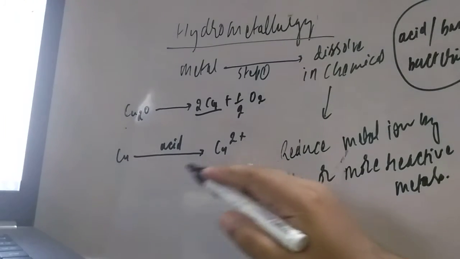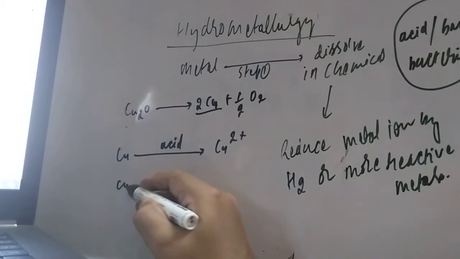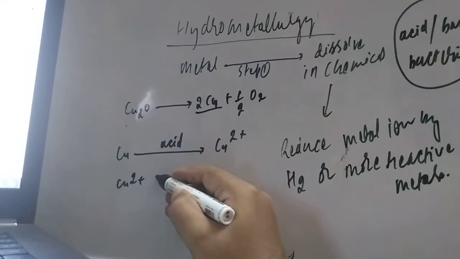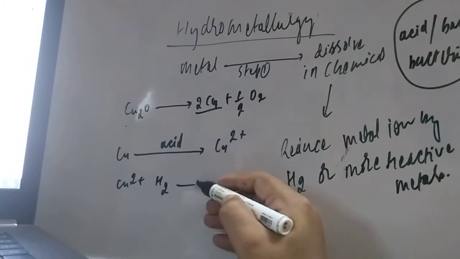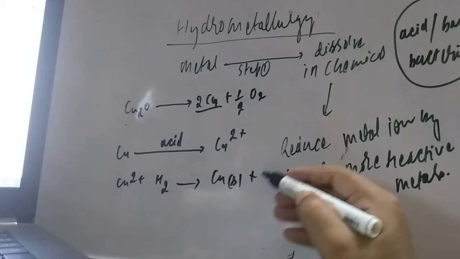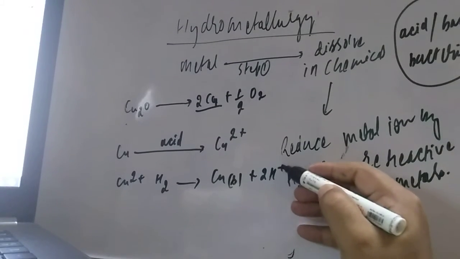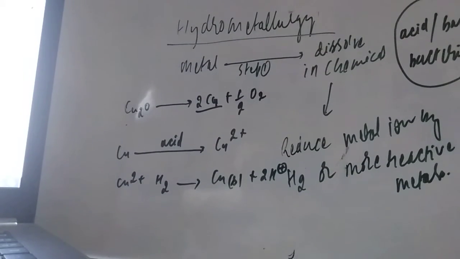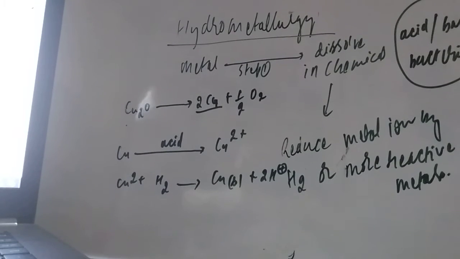If you dissolve it in the acid, it will convert into Cu2+. Now this Cu2+ has to be reduced. Take this Cu2+ and react it with hydrogen. What you will get, student, is solid copper plus 2H+. So this is how copper can be extracted by hydrometallurgy, but not zinc.